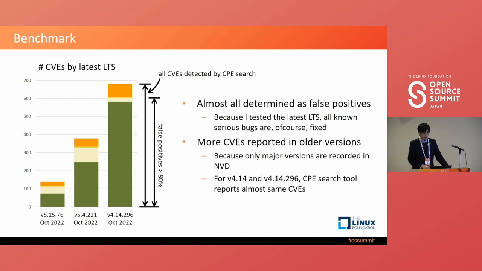This is the benchmark result of the latest long-term support kernels. The green and light yellow area from here to here are CVEs identified as false positives. In all cases, more than 80% were identified as false positives. It's not surprising that almost all are false positives, because this is the latest version, so all significant bugs are fixed.